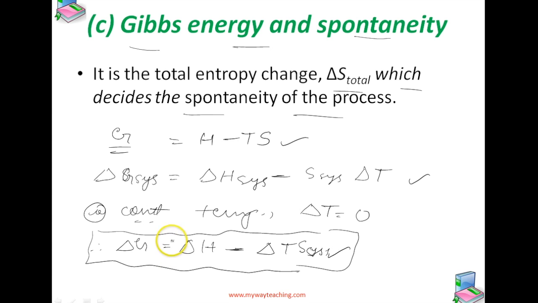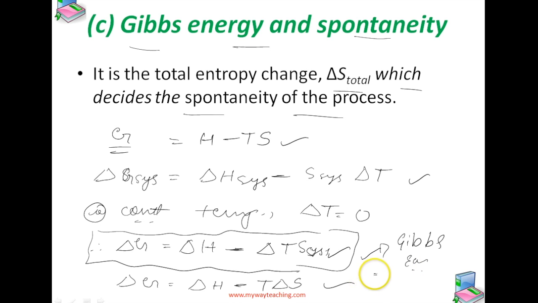Usually the subscript system is dropped and we simply write this equation: delta G equals delta H minus T delta S. This Gibbs energy change is equal to enthalpy change minus temperature into entropy change and is referred to as the Gibbs equation. One of the most important equations in chemistry. Okay, this is about Gibbs energy and spontaneity.